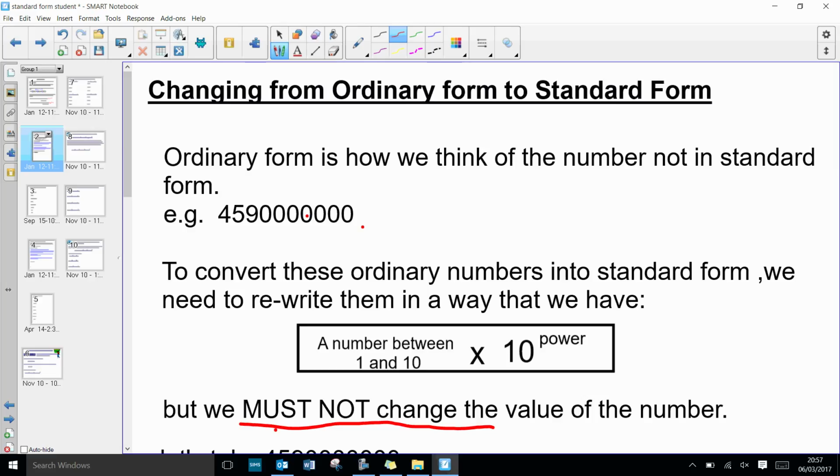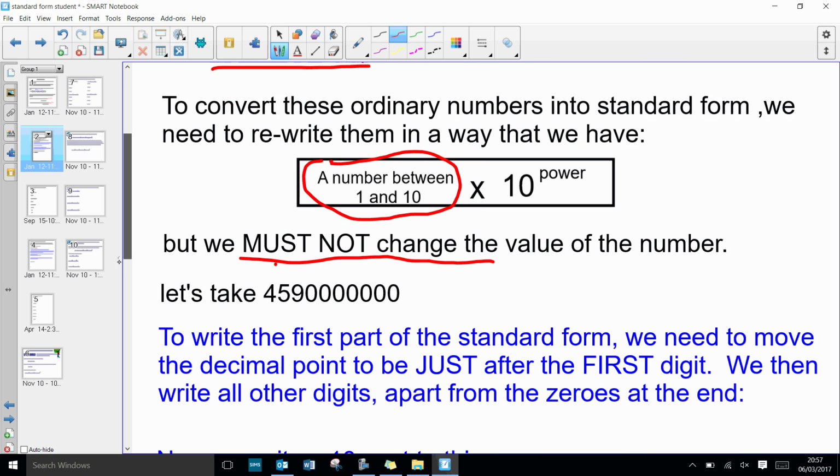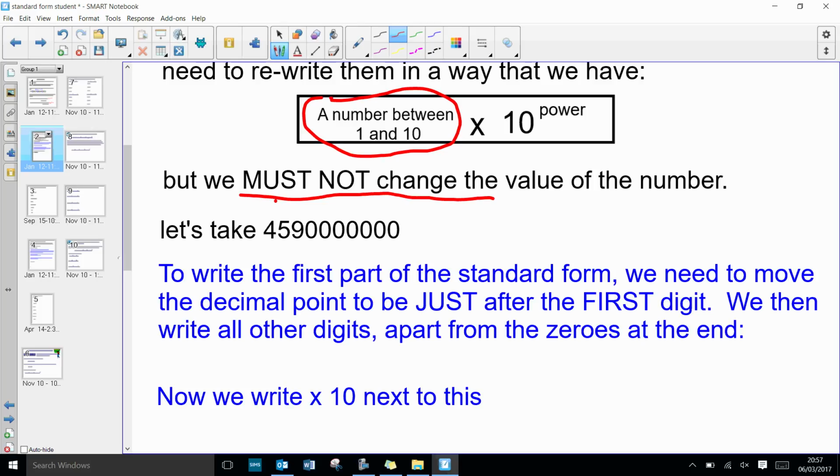But we've already said that a standard form is a number between 1 and 10 at the beginning. So how can we change this number so that it's a number between 1 and 10 at the beginning? Well, all we have to do is move our decimal point so that it is just after the first digit. So, for our case, it would be 4.59. That was pretty straightforward. You're just placing the decimal point immediately after the first digit. Then we write times 10 next to it, because we know it's in standard form.